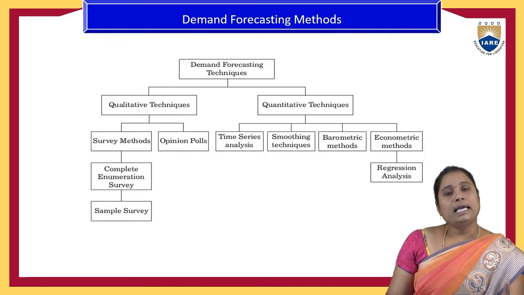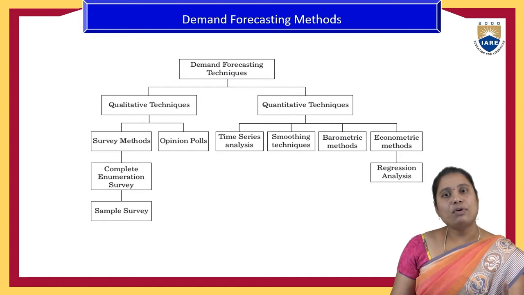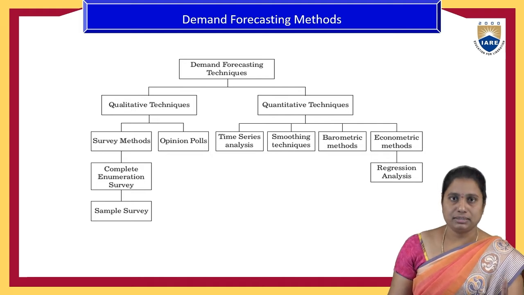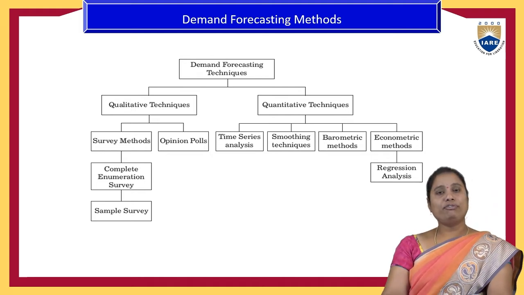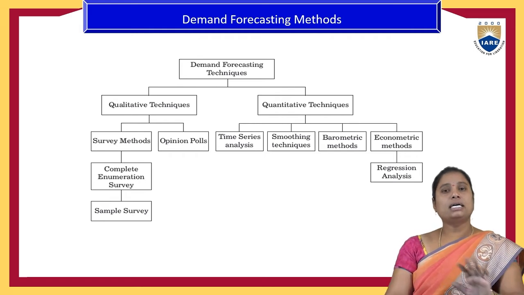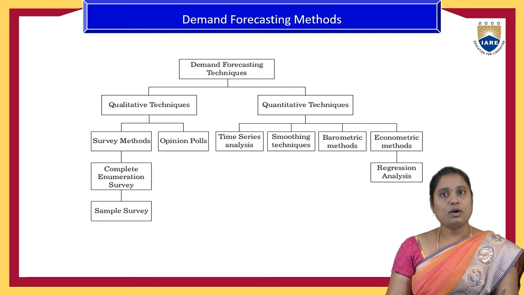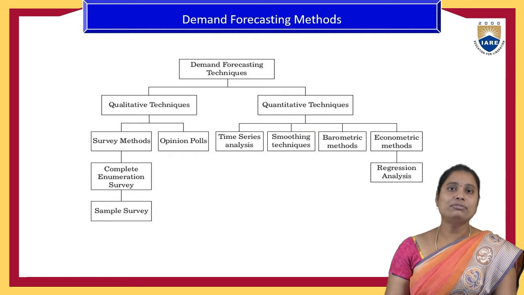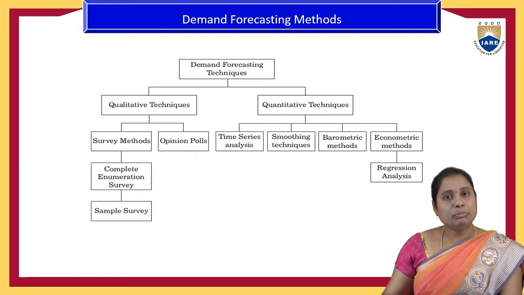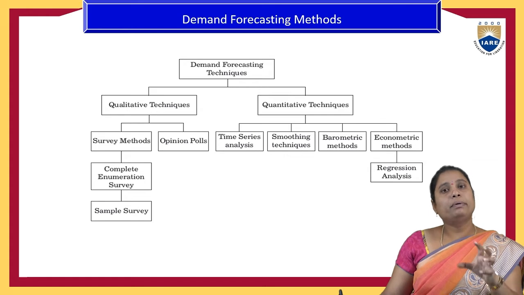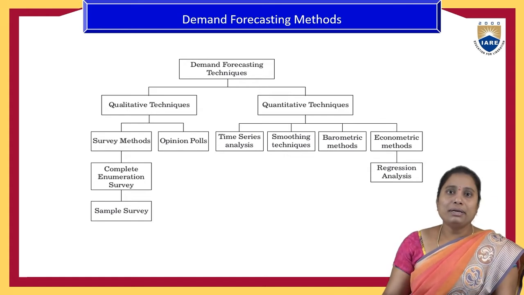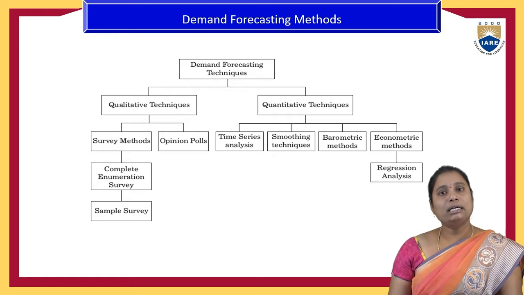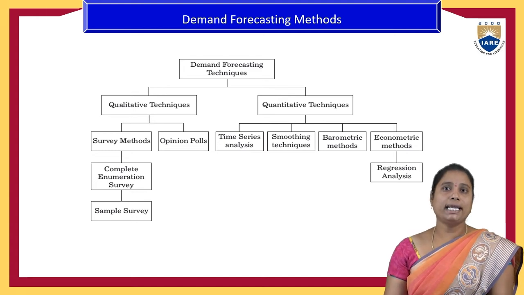Next one, in any of this, they have to follow certain methods. That is demand forecasting methods. In this estimation of demand for the product, there are mainly 2 methods. One is the qualitative technique, another is the quantitative technique. Qualitative techniques mean that based on the opinions of the people or the psychological elements considered in estimating the demand for any product, that kind of technique is called the qualitative technique.